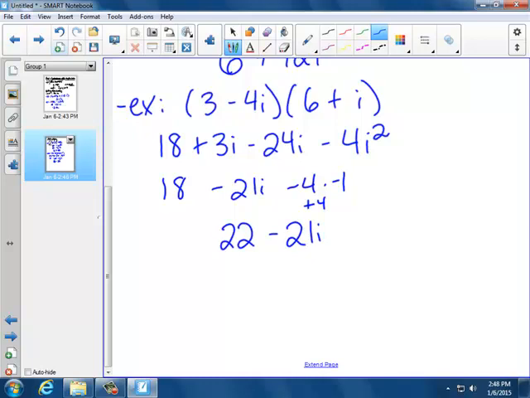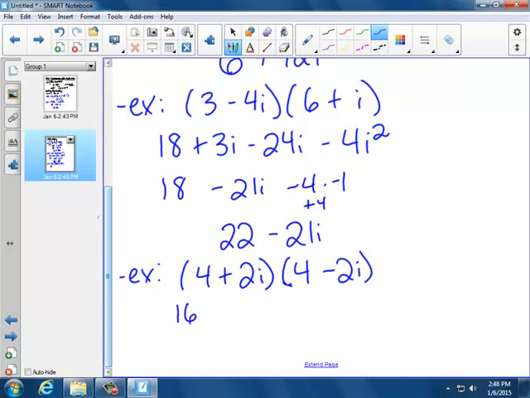Okay, one more, and this is going to be a good intro to what we do next with dividing. Let's say I have 4 plus 2i times 4 minus 2i. Again, FOIL. So first, 4 times 4 is 16. Outer, minus 8i. Inner, plus 8i. And last, minus 4i squared.